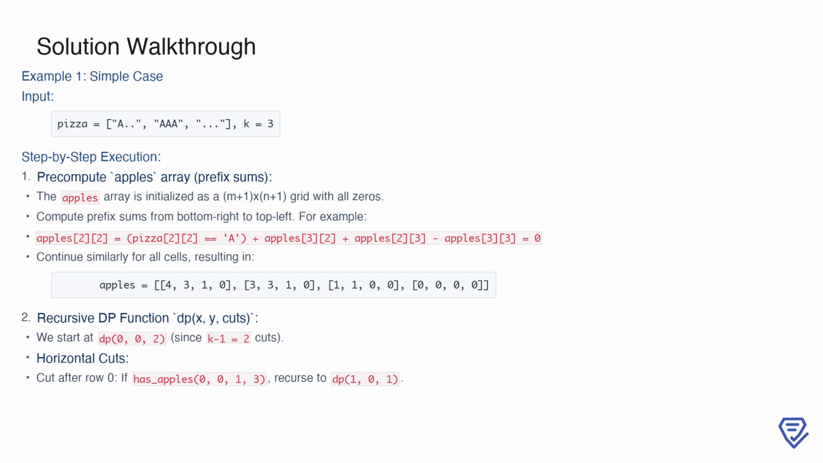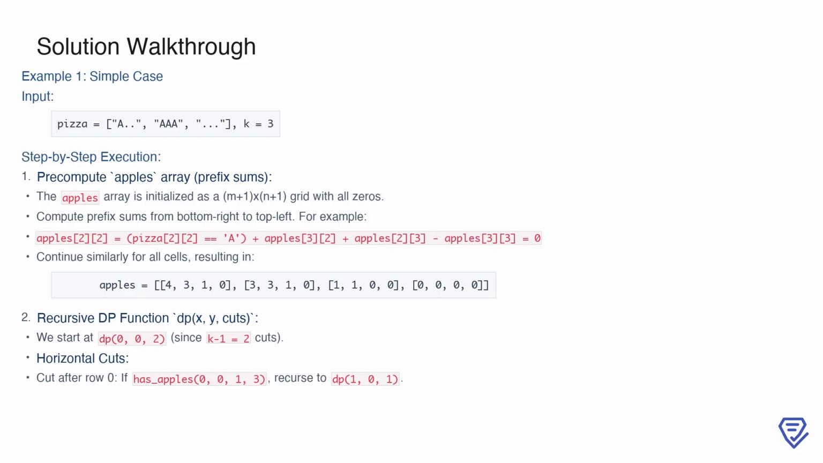The computation is done from bottom right to top left, ensuring that each cell in the apples array accounts for the current cell, the cells below, the cells to the right, and avoids double counting the overlap. For instance, apples[2][2] gives the number of apples in the bottom right corner of the pizza. After processing the entire grid, the apples array for this example becomes 4, 3, 1, 0, 3, 3, 1, 0, 1, 1, 0, 0, 0, 0, 0, 0.